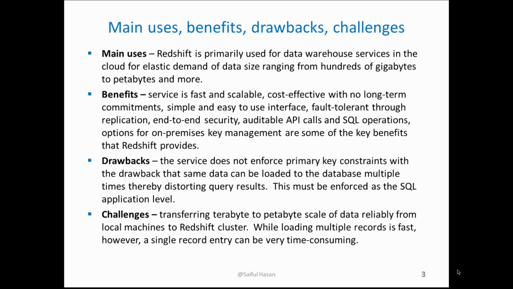The main uses, benefits, and drawbacks and challenges. The main uses: Redshift is primarily used for data warehouse services in the cloud for elastic demand of data size ranging from hundreds of gigabytes to petabytes and more. Benefits: the service is very fast and highly scalable. It's cost effective with no long-term commitments. It's very simple and easy to use. It's fault tolerant due to replication of data. It has end-to-end security and has auditable API calls and SQL operations. There are options for on-premises key management, which are some of the key benefits of Redshift.